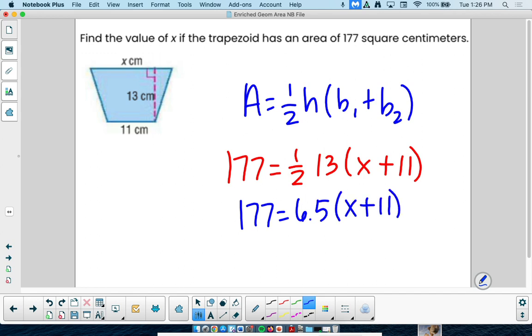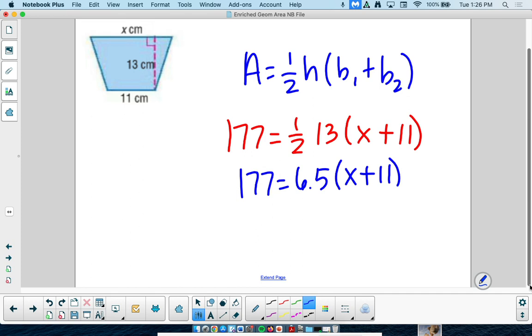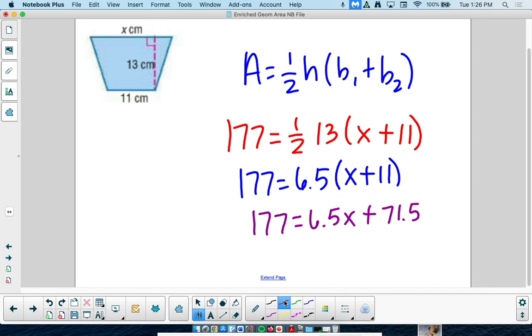6.5. So half of 13 is 6.5. Then what do you want to do? Distribute. 6.5x. What's 11 times 6.5? Probably 71.5. Now what should we do? Just subtract 71.5. What do we get? And then you divide by 6.5. Where did you get 6.5? Half of 13. Yep. Divide by 6.5. Sadly, we don't get a nice number. 16.2. I accept that.